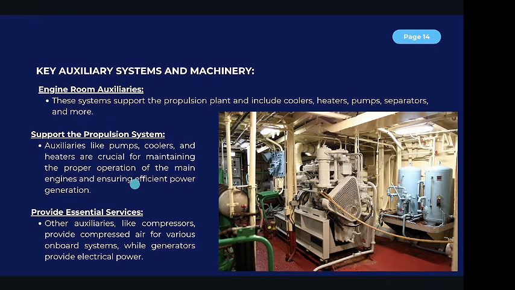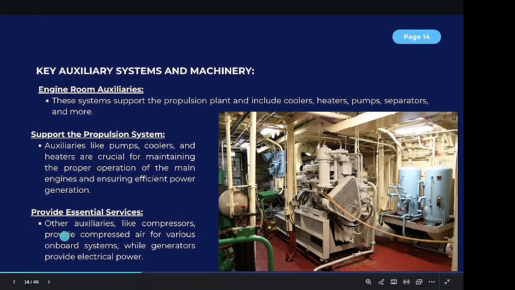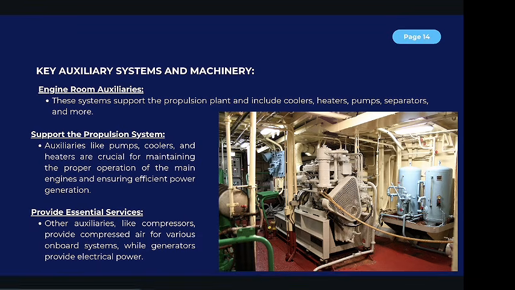The auxiliary engines are typically diesel or electric. They drive generators to produce electricity for all onboard systems, including lighting, navigation, and other machinery. It also provides essential services. For example, compressors provide compressed air for various onboard systems, while generators provide the electrical power.